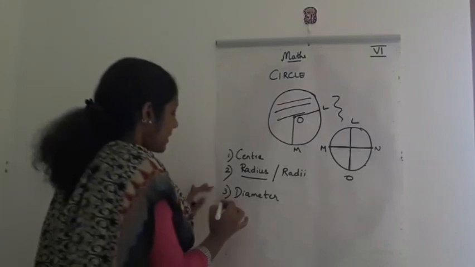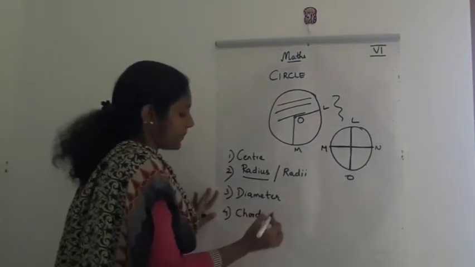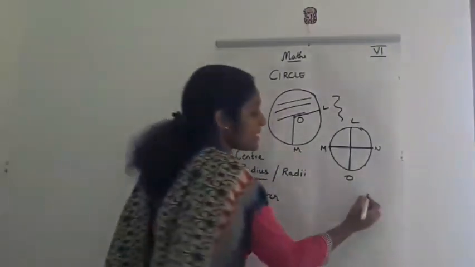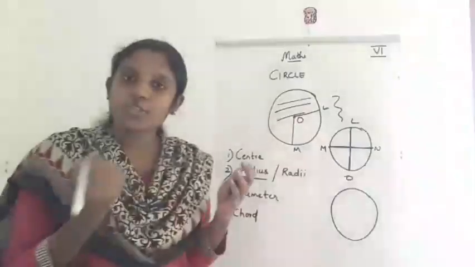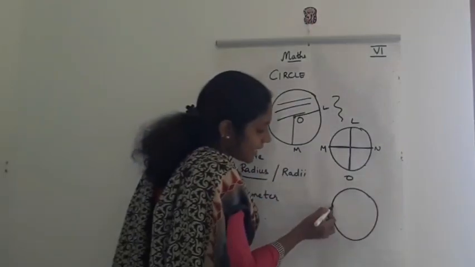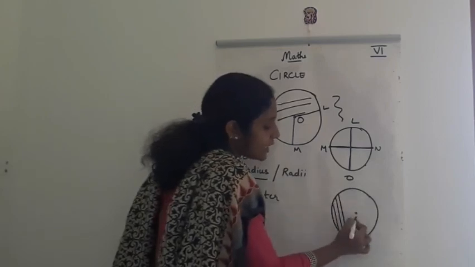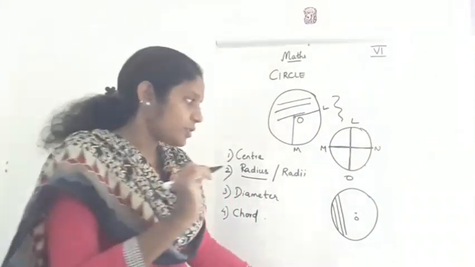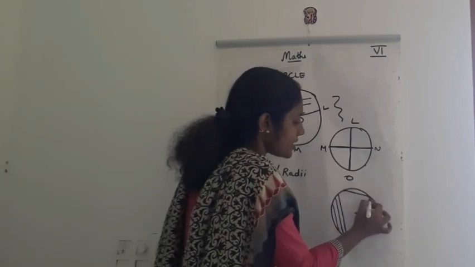Okay. So now the fourth term is chord. C-H-O-R-D. So what is a chord? Chord is a line segment. If this is a circle, a chord is a line segment which joins any two points on a circle. It need not pass through the center. Unlike a diameter, a chord need not pass through the center, but it should join two points on the circle.